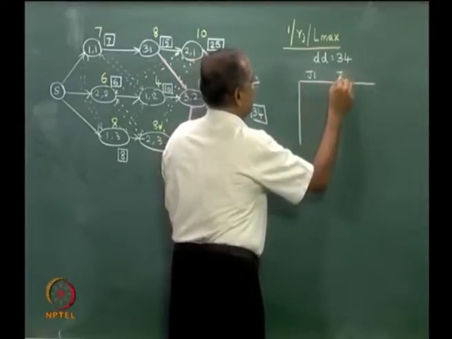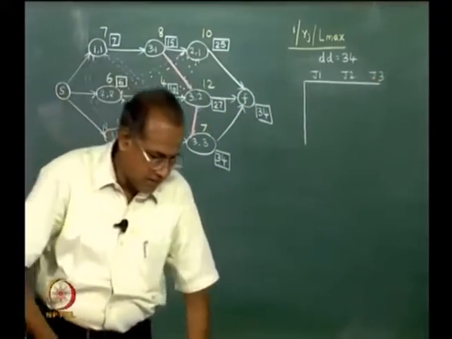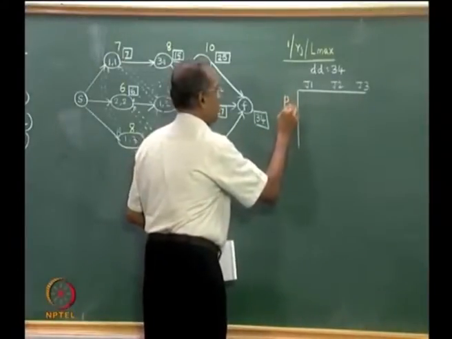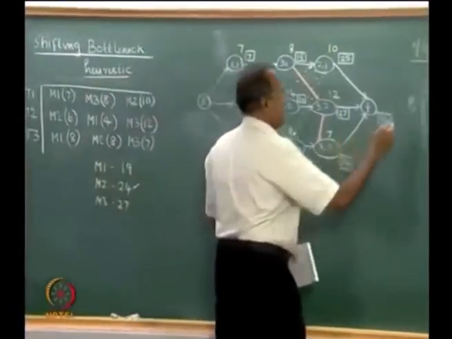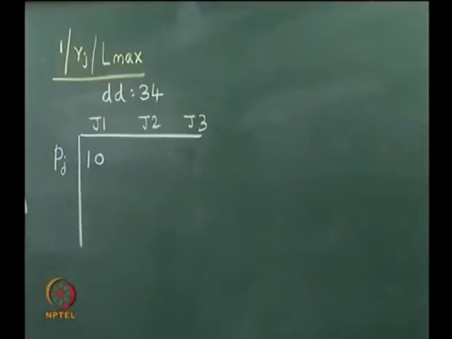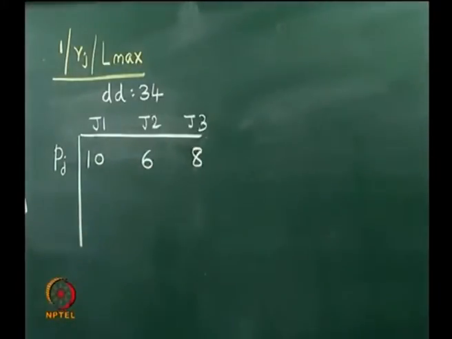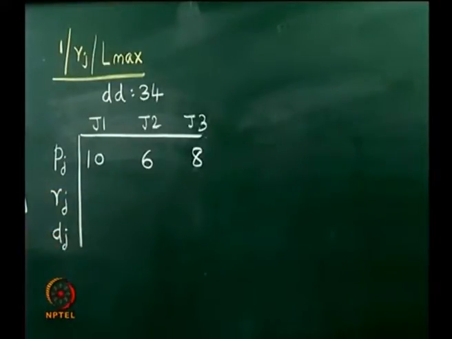So, we have J1, J2 and J3, and we have the processing times pj on M2. J1 on M2 is 10, J2 on M2 is 6 and J3 on M2 is 8. Then we write rj and dj. rj is the release time, the time at which it is available, and dj is the due date.